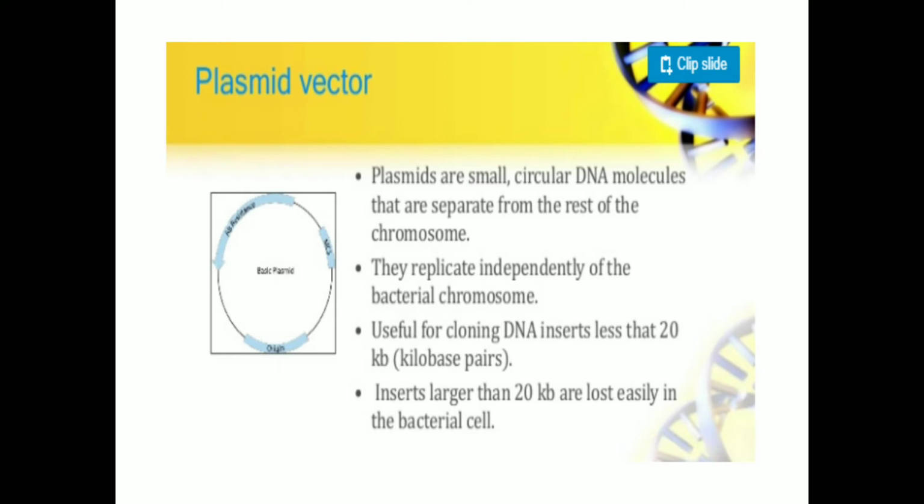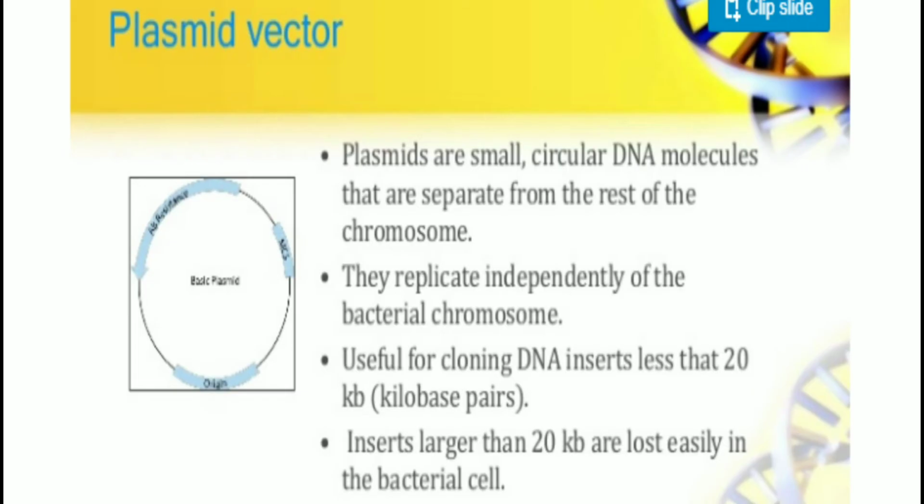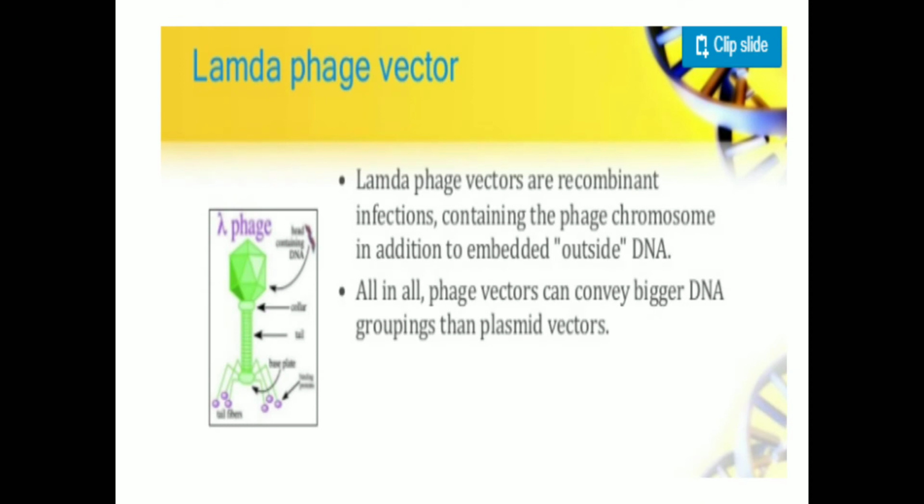Plasmid. Plasmids are very small circular DNA molecules which are separate from the rest of the chromosomes. They replicate independently of the bacterial chromosomes. These are useful for cloning. DNA insertion is possible up to less than 20 kilobase pairs. Inserts larger than 20 kb are easily lost in the bacterial cell.